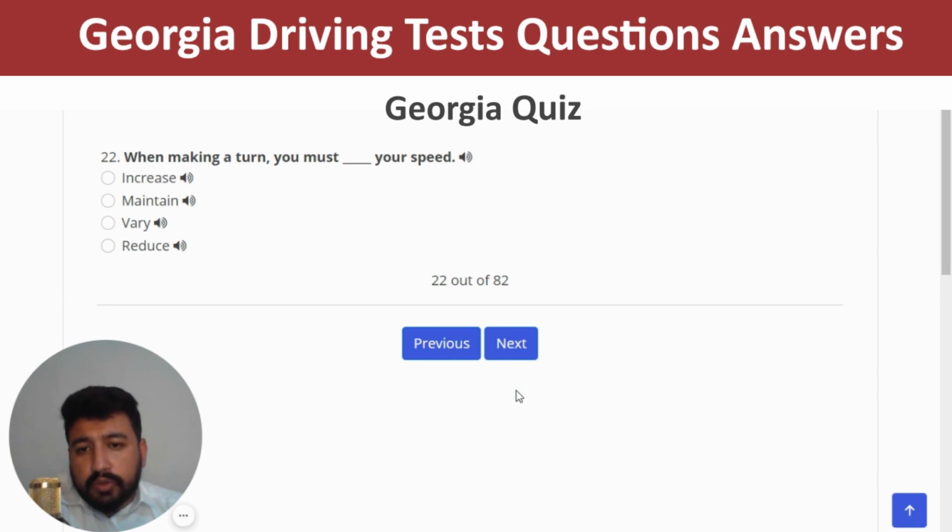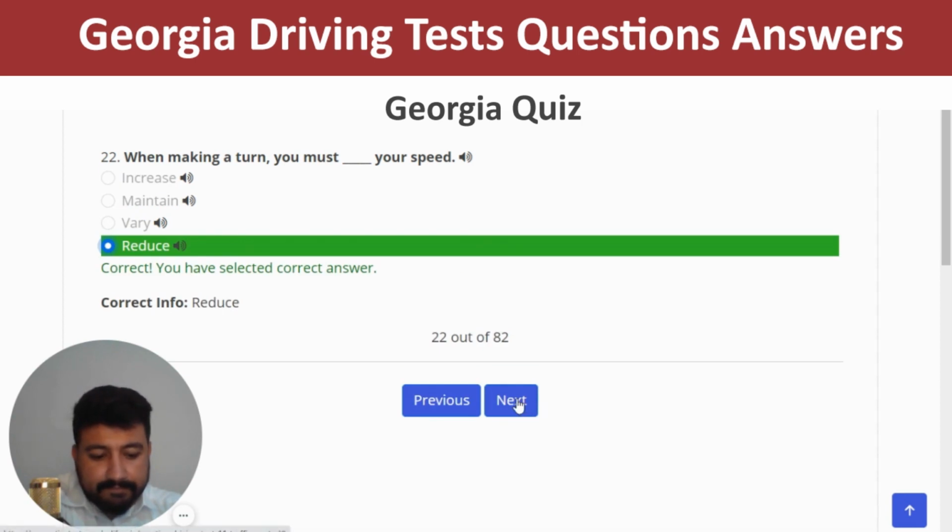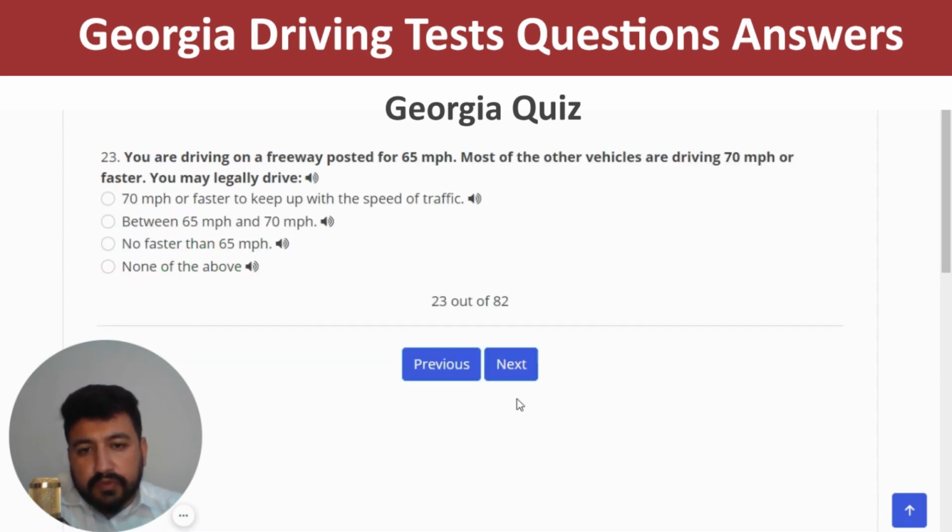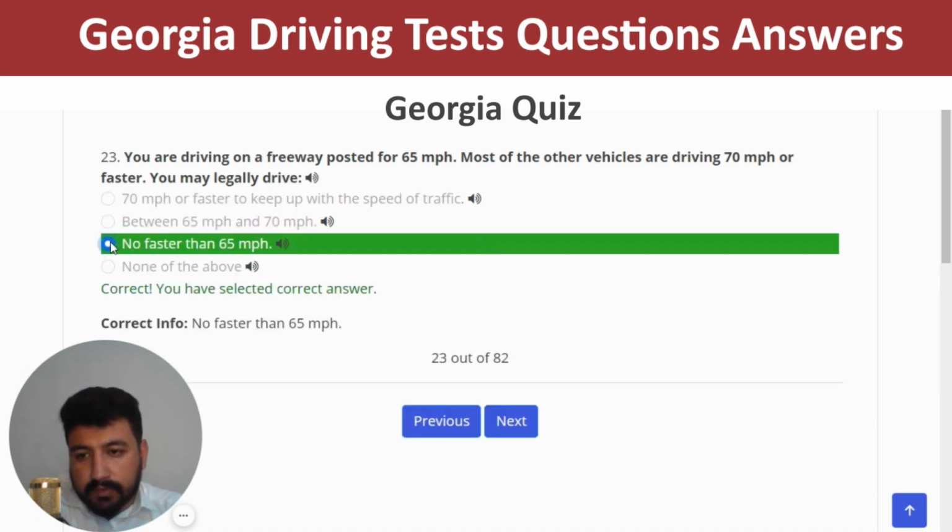When making a turn, you must blank your speed. The right answer is reduce, which is the last option. Correct? And next. You are driving on a freeway posted for 65 mph. Most of the other vehicles are driving 70 mph or faster. You may legally drive no faster than 65 mph. So I'm going to click on the third option, correct, and next.